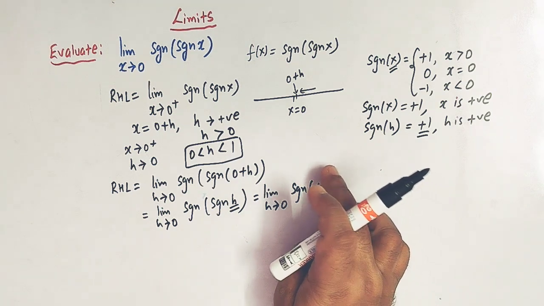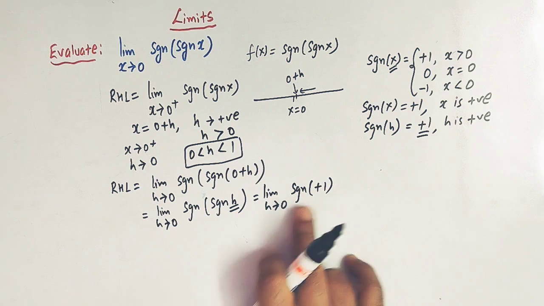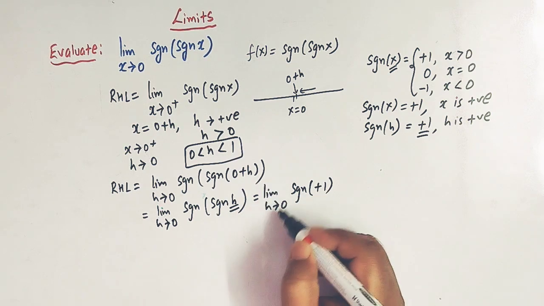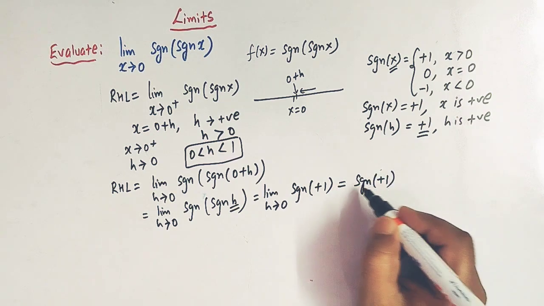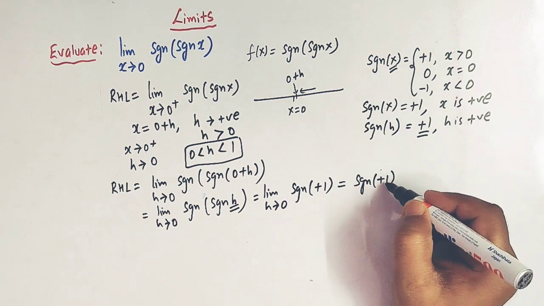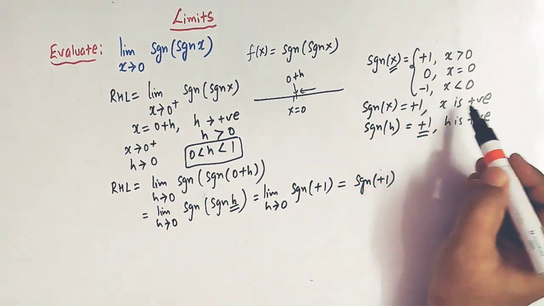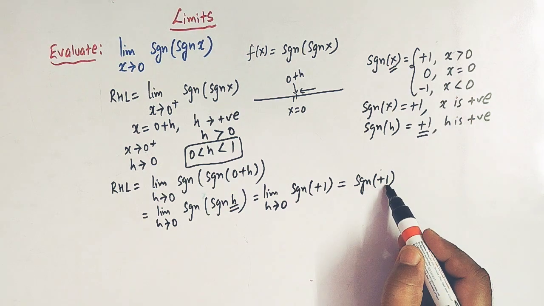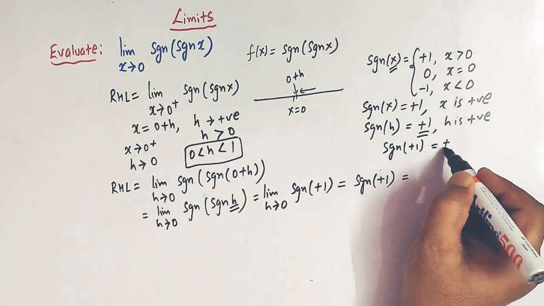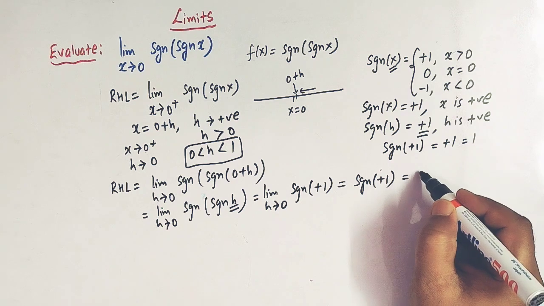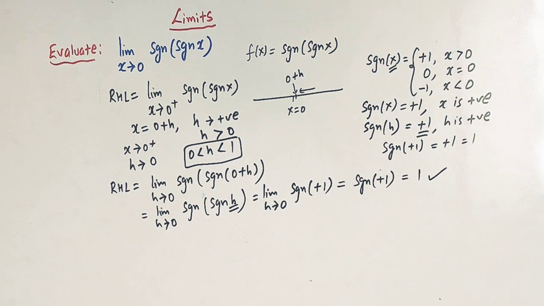Now see, since the function does not contain the variable h, we can drop the limit notation. So we have simply plus 1, which is a positive quantity, so the value is 1. So the right hand limit of this function is 1.